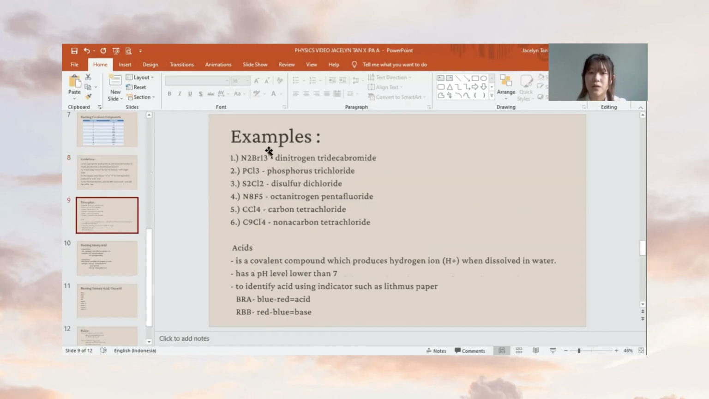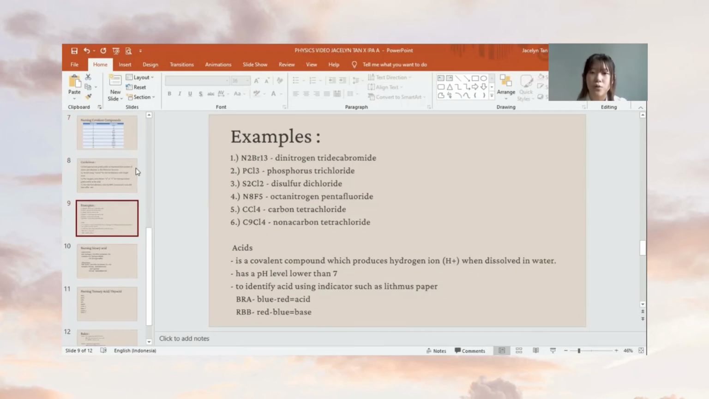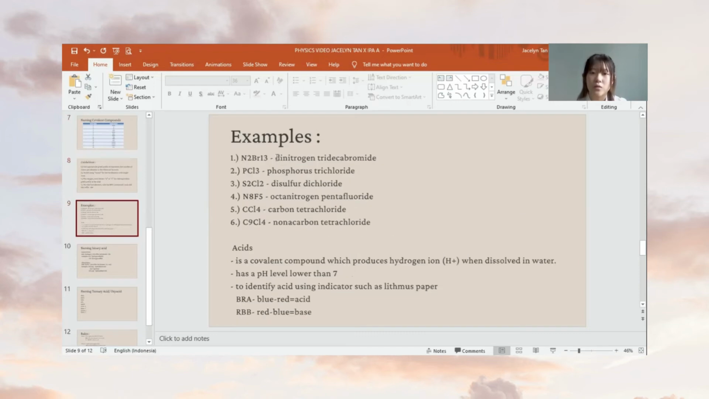So examples, N2Br13. So 2, it is di. So N, it is nitrogen. So dinitrogen. 13, we see it is trideca. So trideca, Br, bro, plus IDE, so bromide. So dinitrogen trideca bromide. Number 2, PCl3.